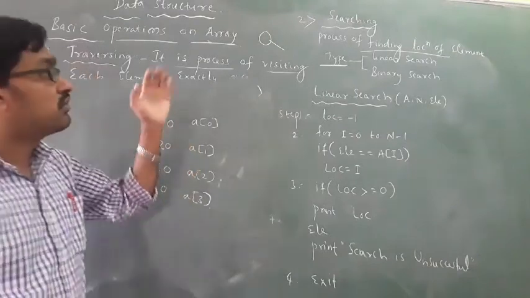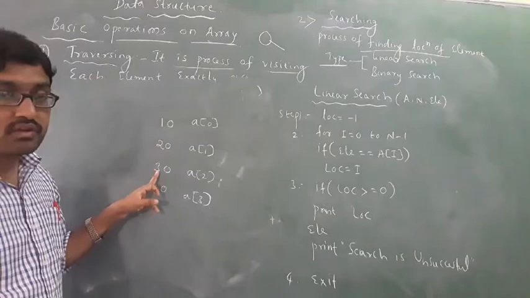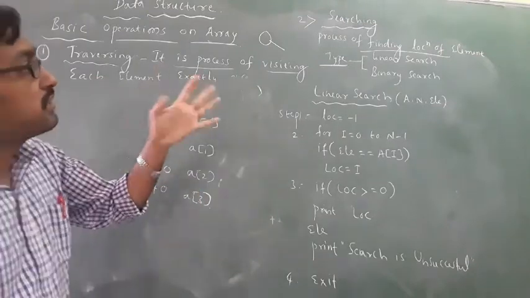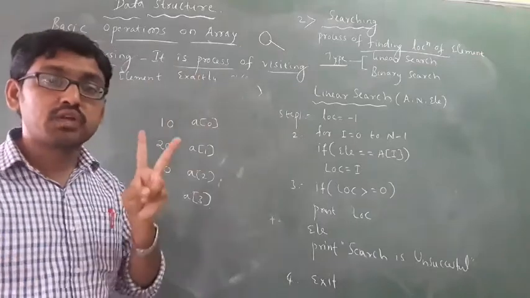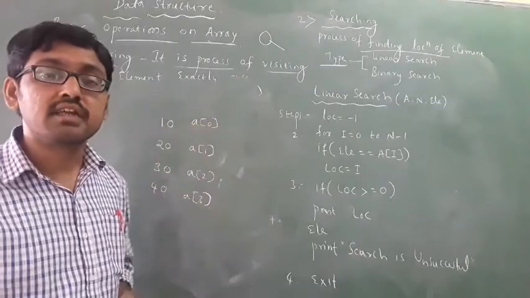Okay, see, then what is searching? Searching means finding the location of an element. Your 30's location is a of 2. Finding the location of an element, that is called searching. There are two types of searching we have. First one is linear search, second one is binary search.